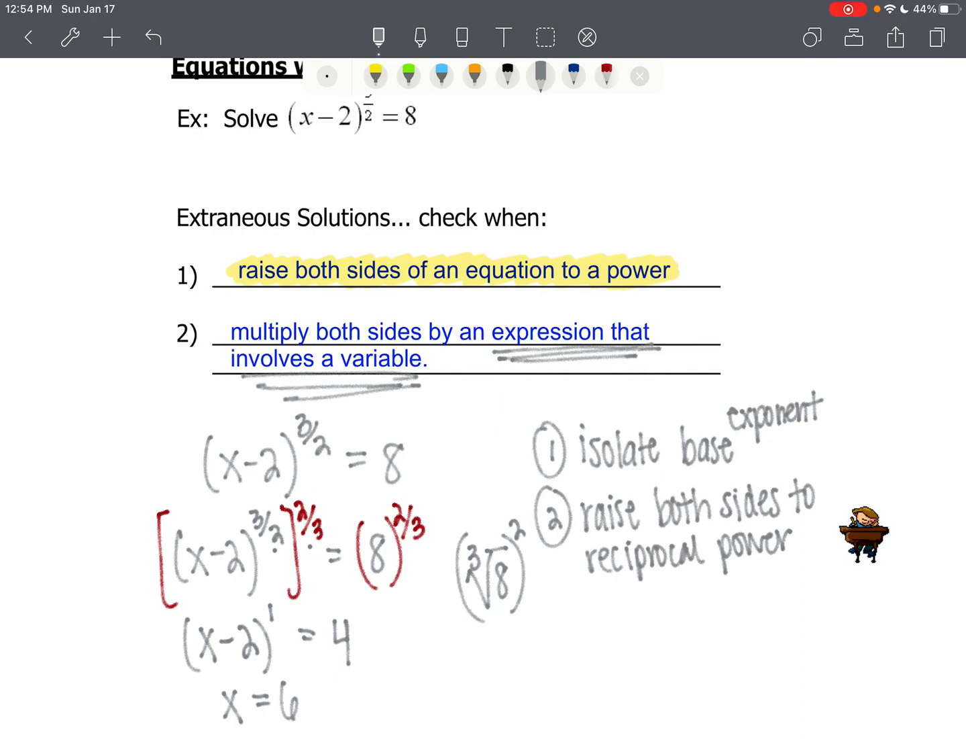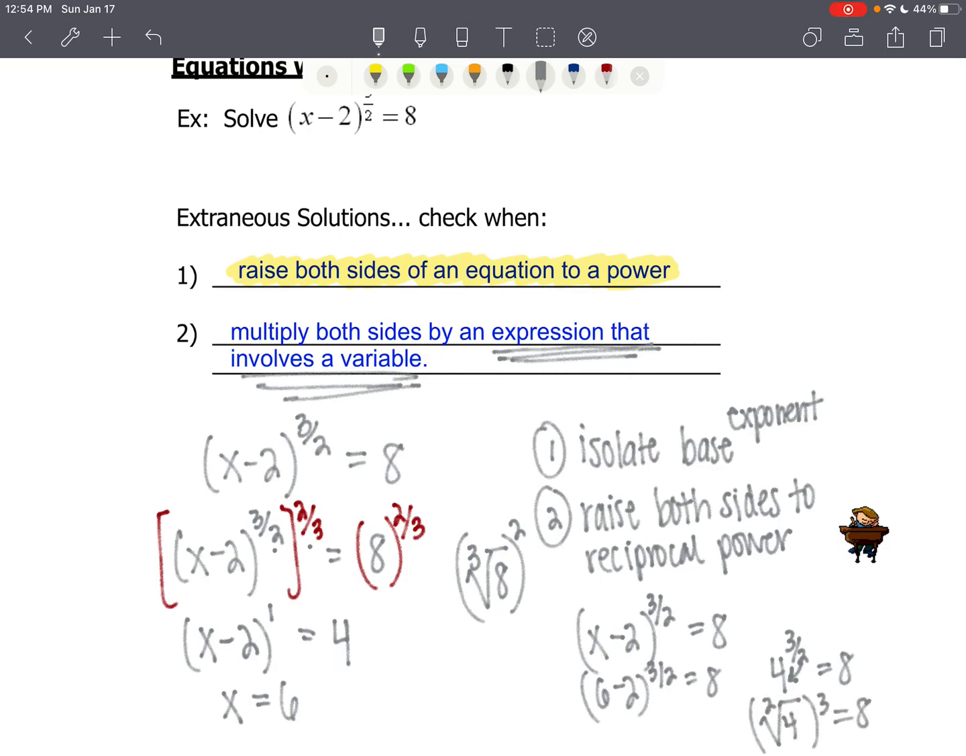However, remember, we do need to check our answer to make sure that we don't have an extraneous solution. So 6 minus 2 raised to the 3/2 power would be 4 raised to the 3/2 power. The square root of 4 is 2. 2 cubed is 8. The square root of 4 cubed is indeed 8. So x equals 6 is a real and valid solution.